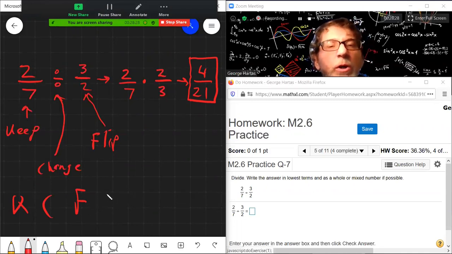Okay, so here we're talking about dividing fractions. KCF, keep, change, flip. So once you do this, you've converted a division problem into a multiplication problem. And we know how to do those, right? Because we did those in the last video. And here's our answer.